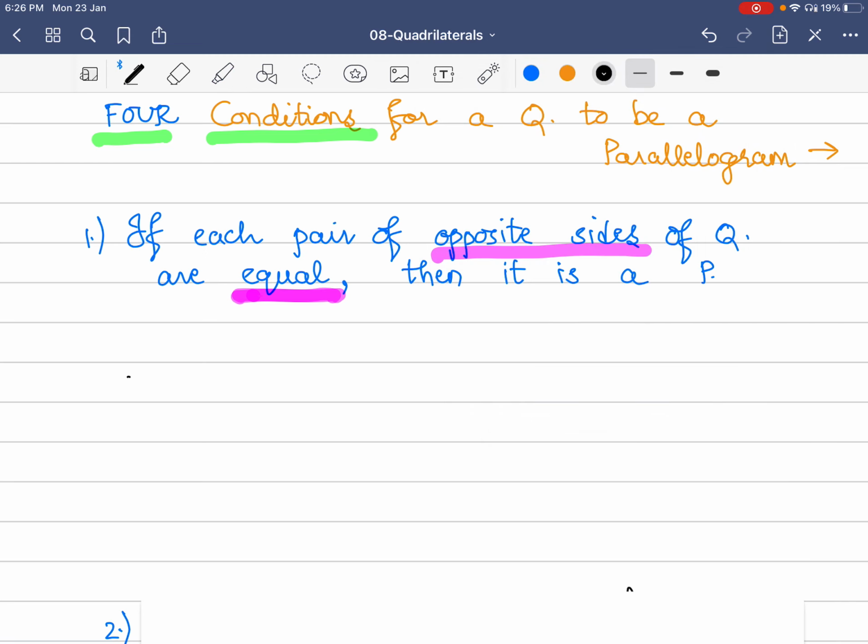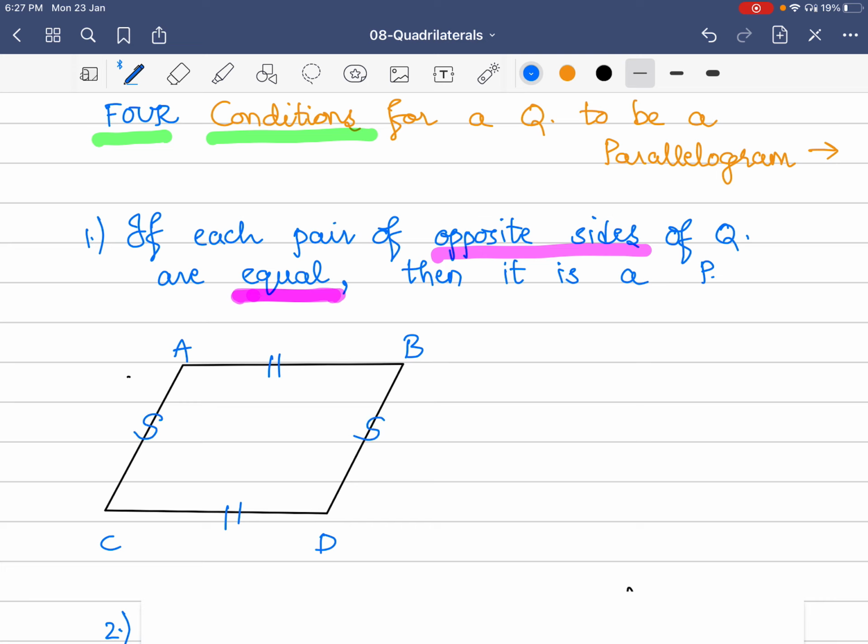Let us draw a quadrilateral. If you are given a quadrilateral, something like this, and the information given to you is that the opposite sides are equal to each other, let's say AB is equal to CD and AC is equal to BD, then you can very confidently say that it is a parallelogram. This is a simple first condition for a quadrilateral to be a parallelogram.